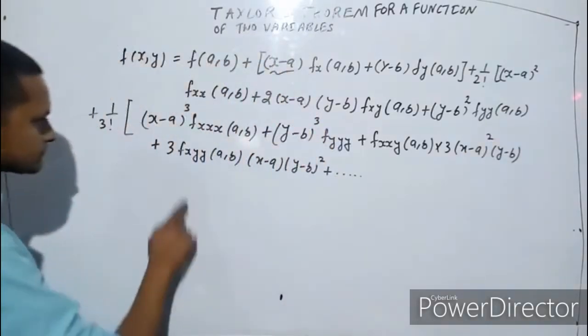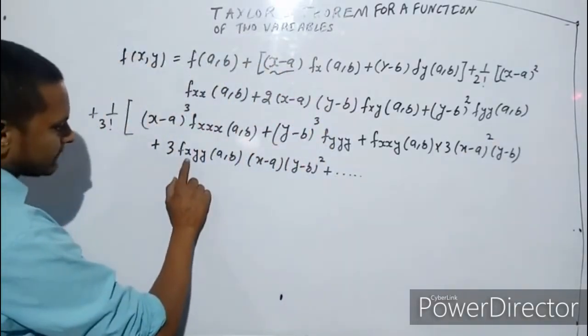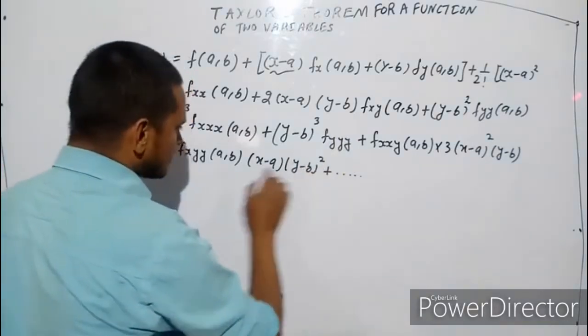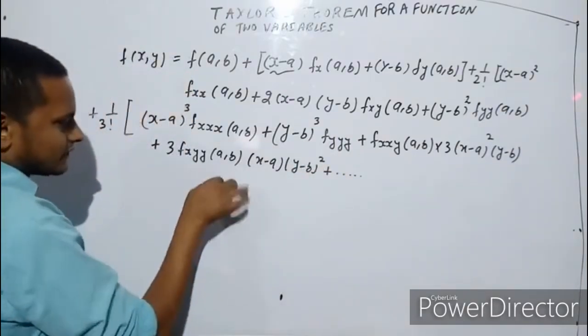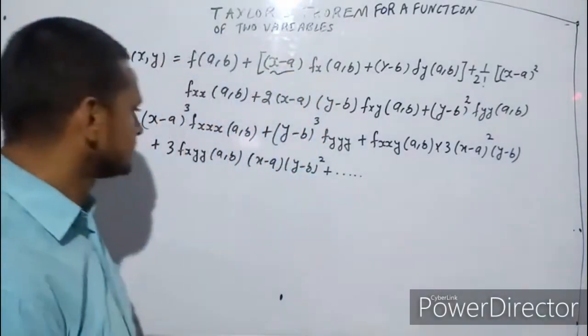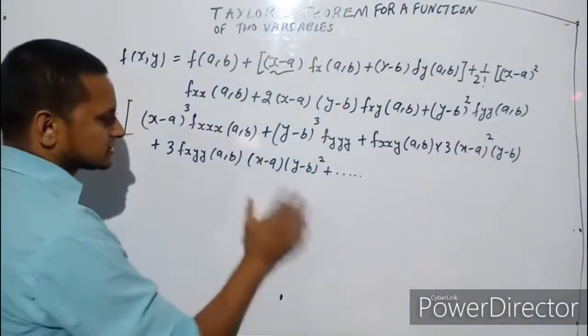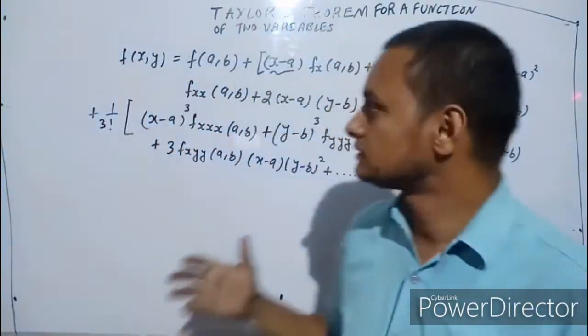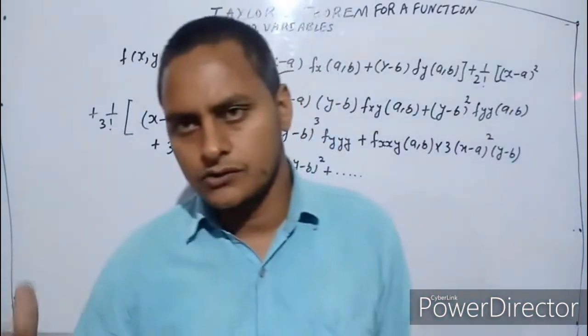Similarly for this, 3 times f with the double derivative with respect to y, so (y minus b) square, after we put the values of a and b instead of x and y, and (x minus a). So this is our Taylor series for a function of two variables.